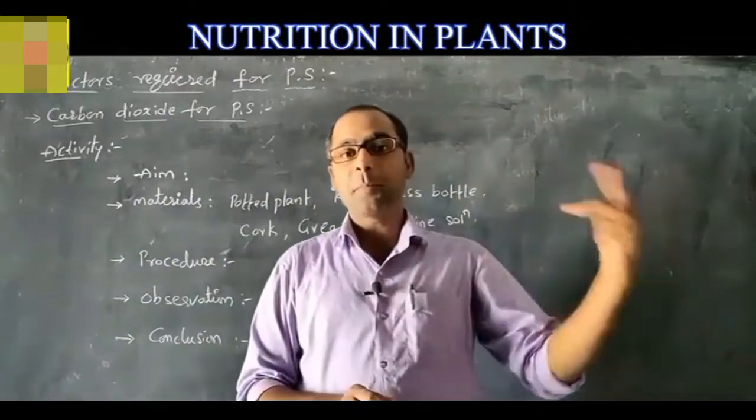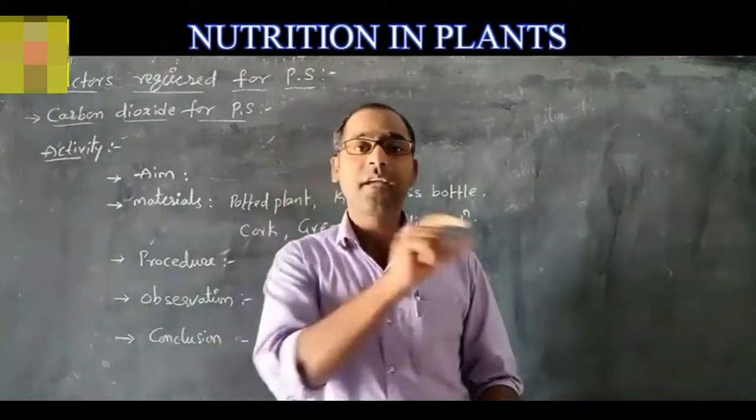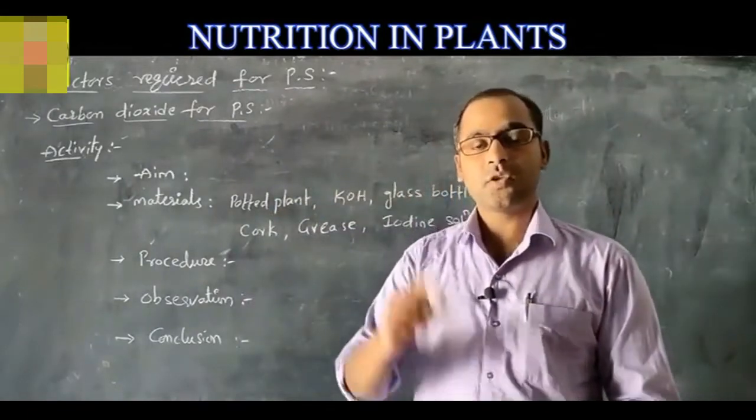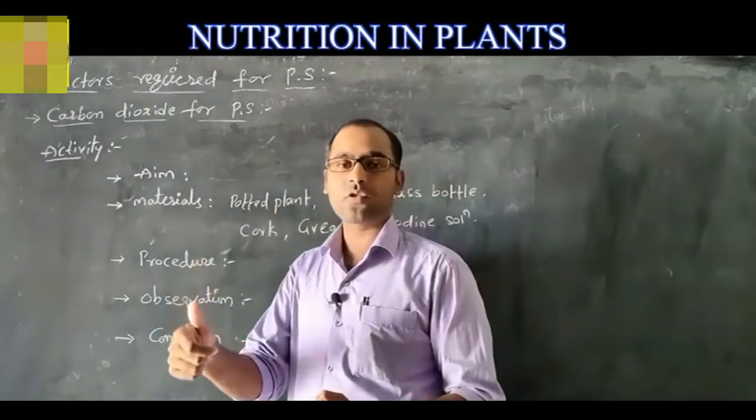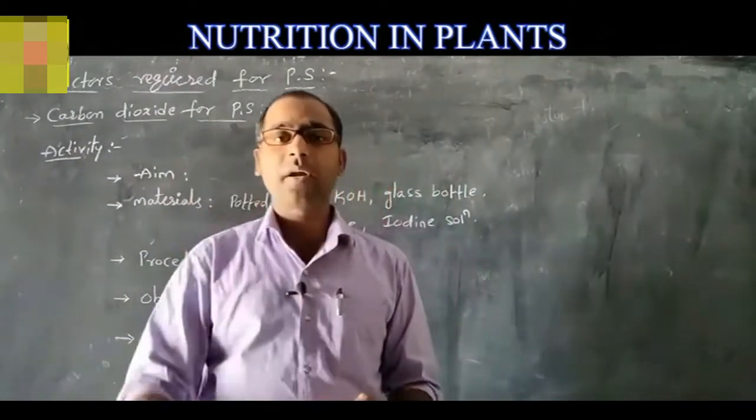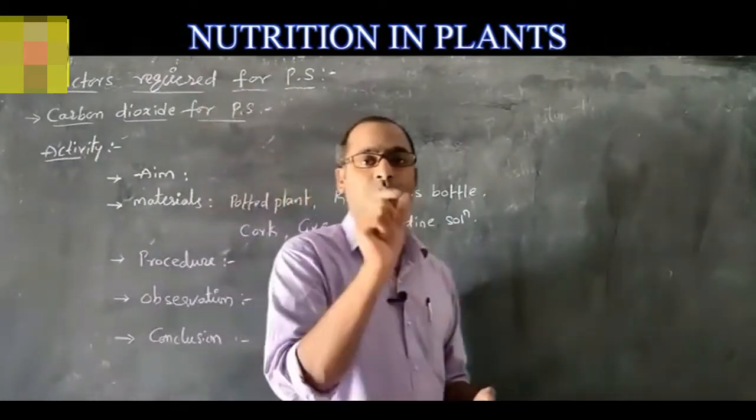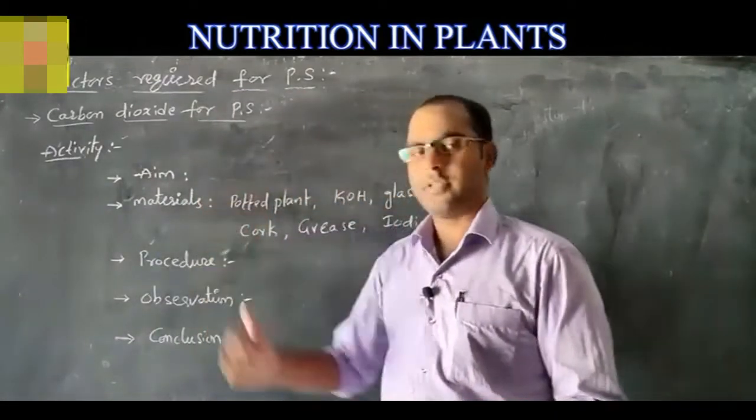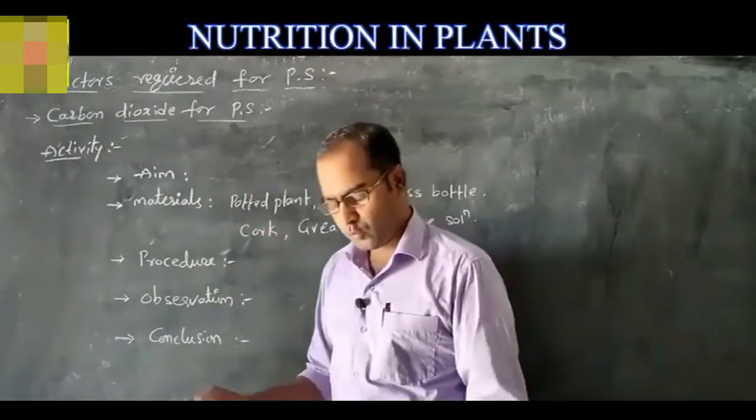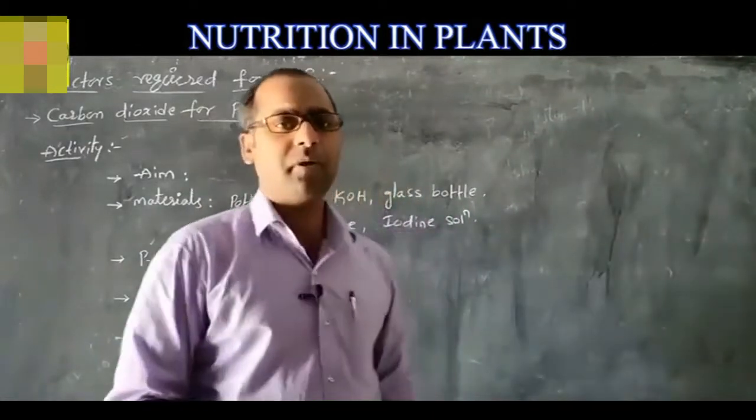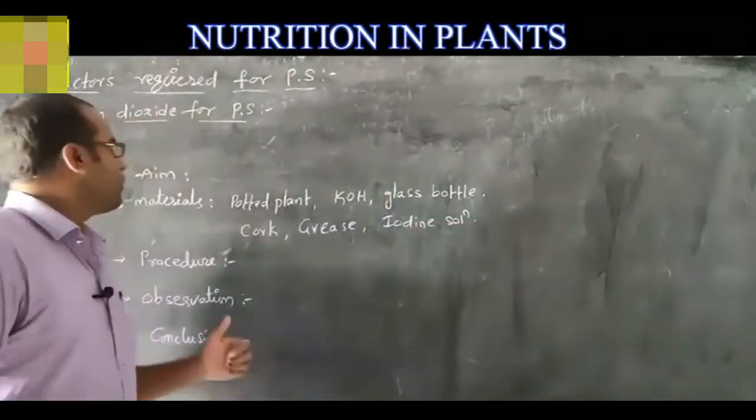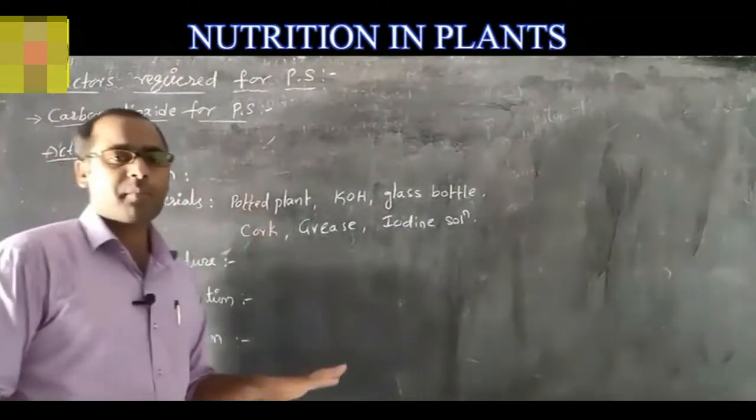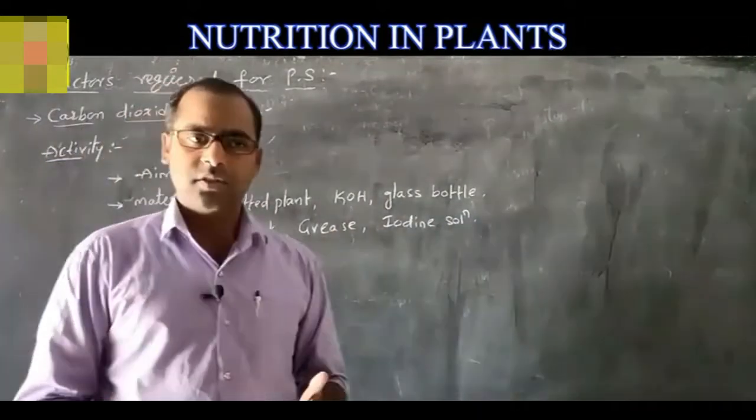That means the plants may require carbon dioxide for their process of photosynthesis. Is carbon dioxide necessary for photosynthesis or not? Let us see in this activity. So what is the activity we are going to perform, and why are we going to perform it? To prove that carbon dioxide is necessary for photosynthesis.